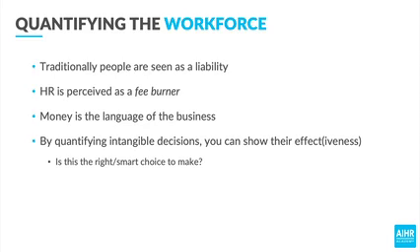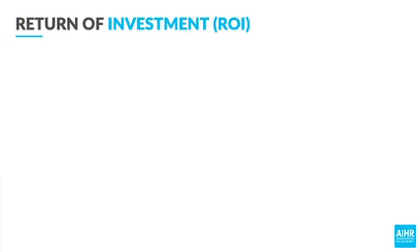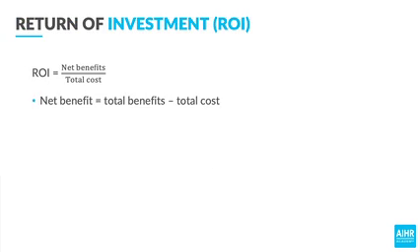So in this lesson, you'll learn more about financial HR, about how to calculate a return on investment, and use activity-based costing as a way to estimate the cost of a project. How to calculate a return on investment? Well, a return on investment is basically the net benefits divided by the total cost. And the net benefits are the total benefits minus the total cost.